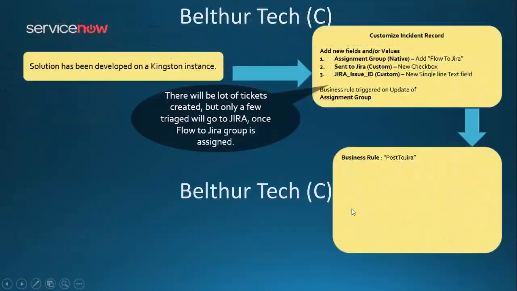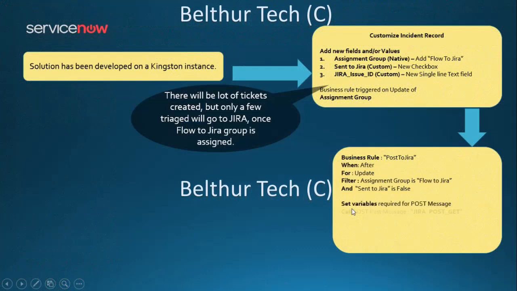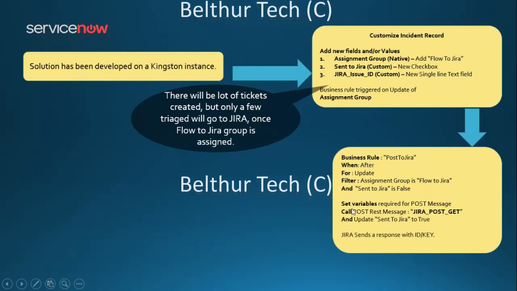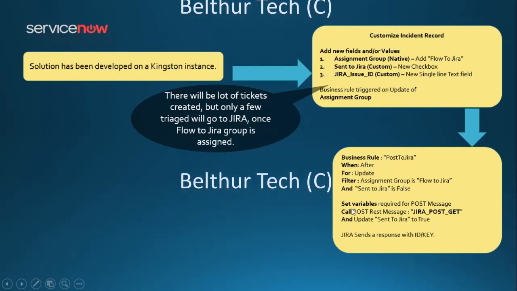Hi, so we have seen the business rule post to JIRA, right? We have seen the filter that is set to assignment group and sent to JIRA as false. We have seen how the post message is populated and how we take the response sent from JIRA back to us into assigning it to the current instance ID, which is the JIRA key.